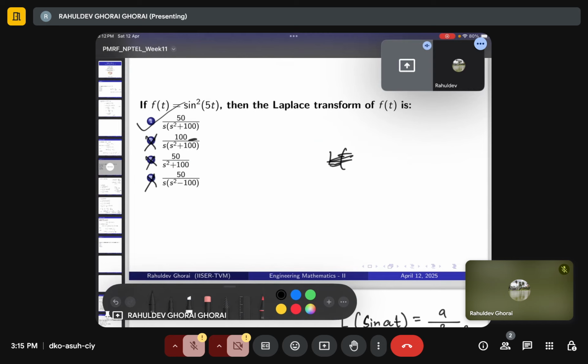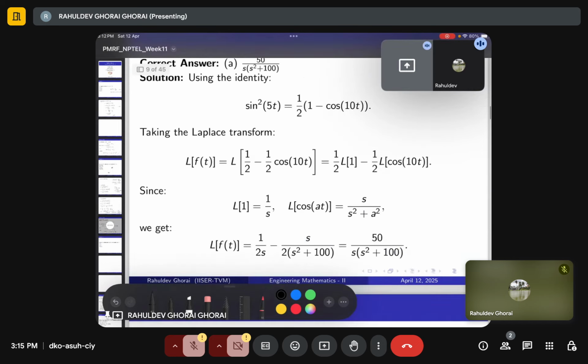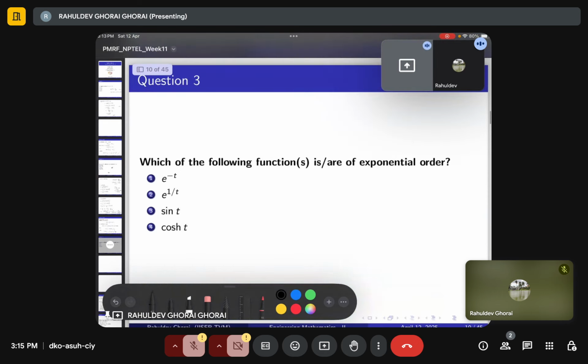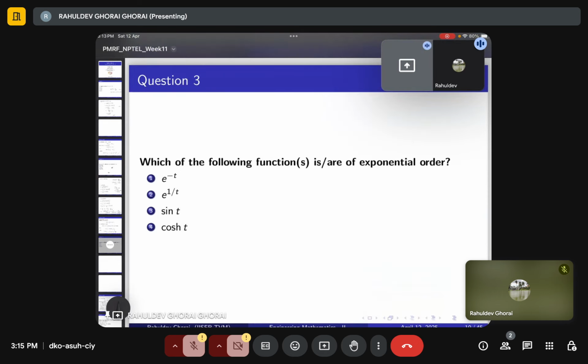Okay, done. The answer is also written here. Now we move to the third question.